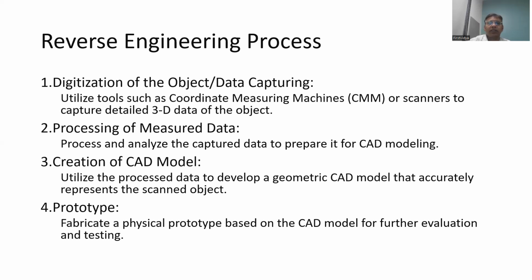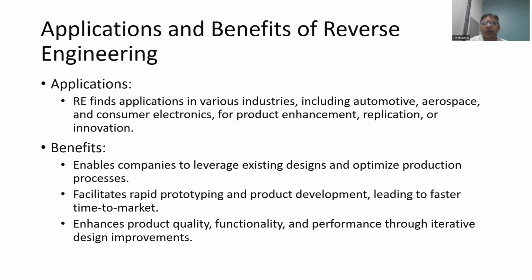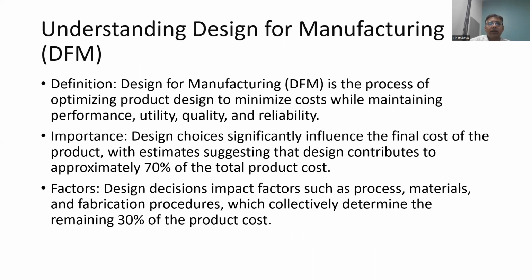Now, the next thing is application and benefits of product engineering. Just now we have discussed everything. After that, understanding design for manufacturing. One more thing we are discussing today is design for manufacturing. If you are creating any product, as a designer you have to see whether you have the capability to manufacture this type of design, because the cost related to this is 70%. Okay, so this is very important.